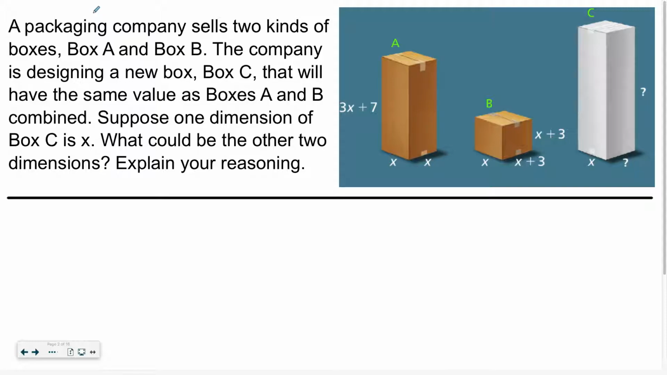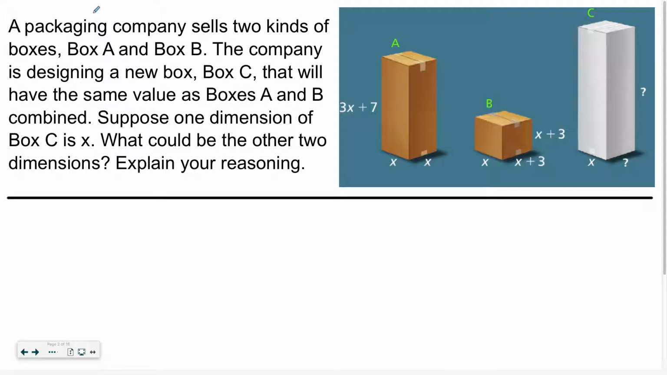We'll go through this example just to see where we're even getting a higher degree polynomial from and how we can factor them out. So we have a packaging company and they sell two kinds of boxes. This tall box here, box A, and then this shorter box B. They're going to come out with a new box, box C, and it's going to have a volume that's the same as these two combined.